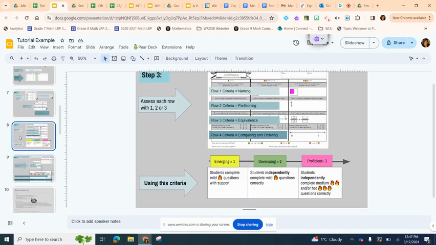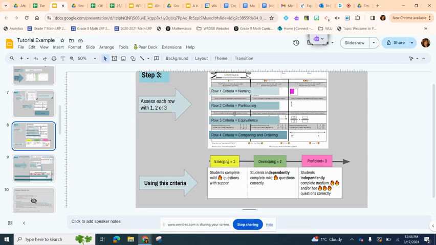So for this particular entry ticket that we are looking at, each row of the entry ticket will be one of the criteria that we are focusing on over the 6 to 8 week intervention. So for example, for this particular entry ticket, row 1 would be around naming fractions, row 2 would be around partitioning fractions, row 3 is around equivalence, and row 4 is around comparing and ordering. So we use this criteria to assess their level of understanding on each of the rows.